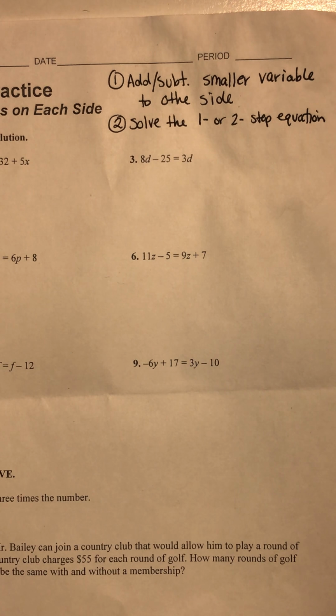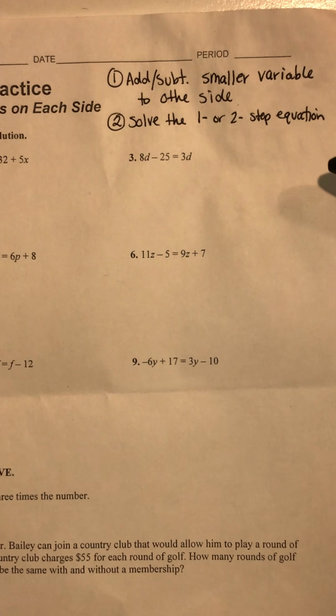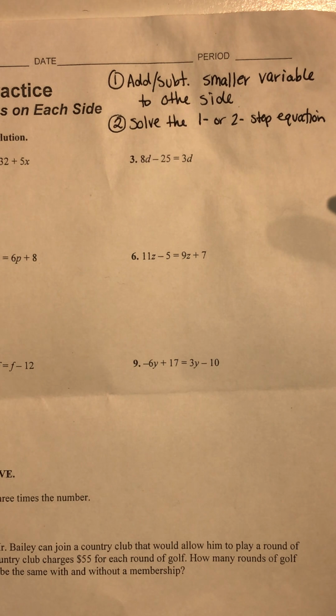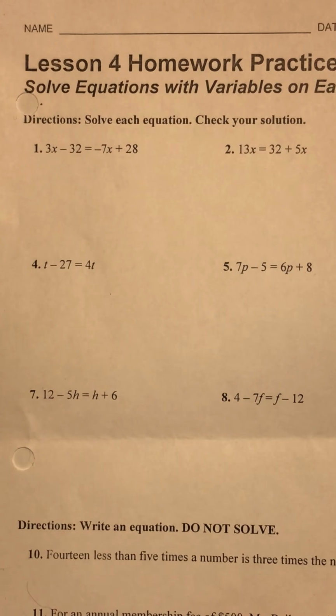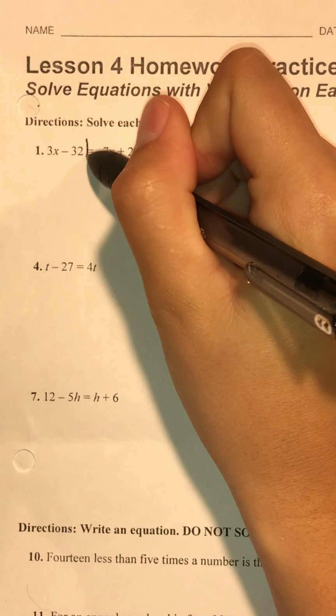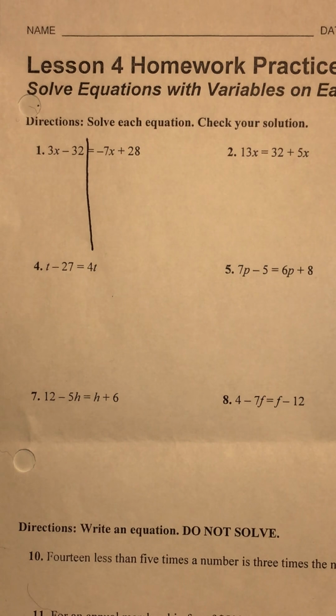On Friday, we talked about how to solve equations where there are letters on both sides. The two steps that we wanted to follow were: first, add or subtract the smaller variable to the other side, and once you have the variables all on one side, you then solve the one- or two-step equation. So if we look at problem number 1, I solve it the same way: draw the line down the equal sign.